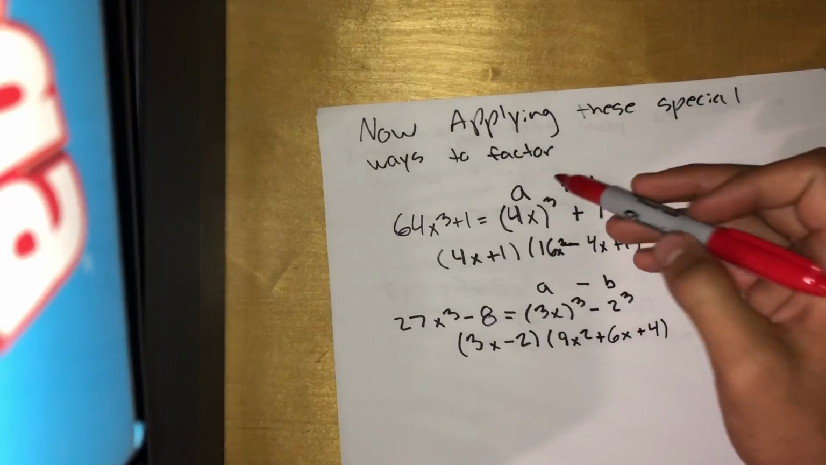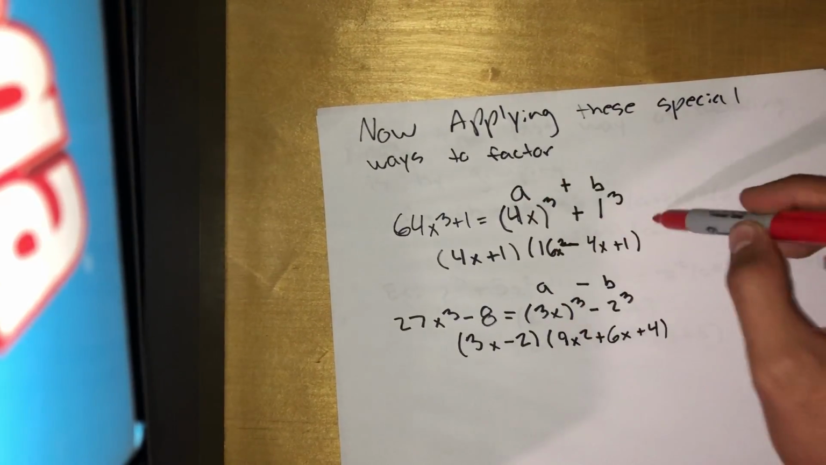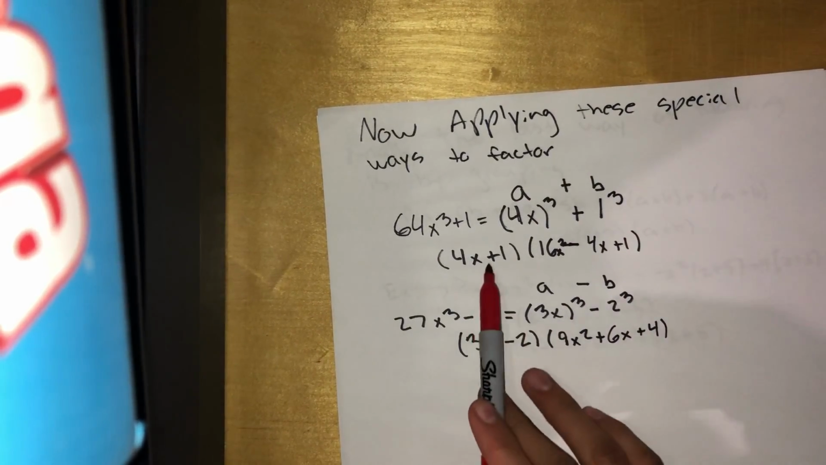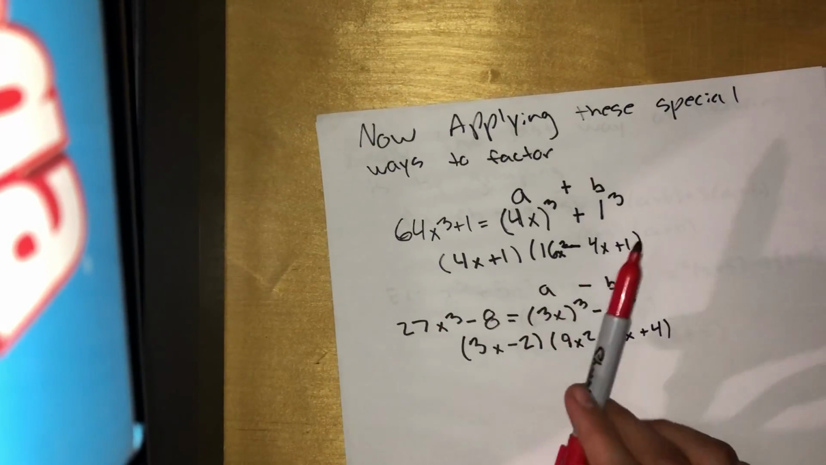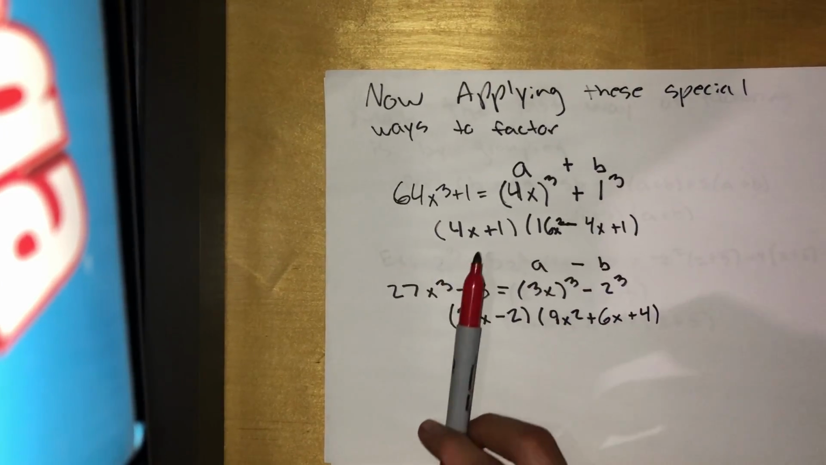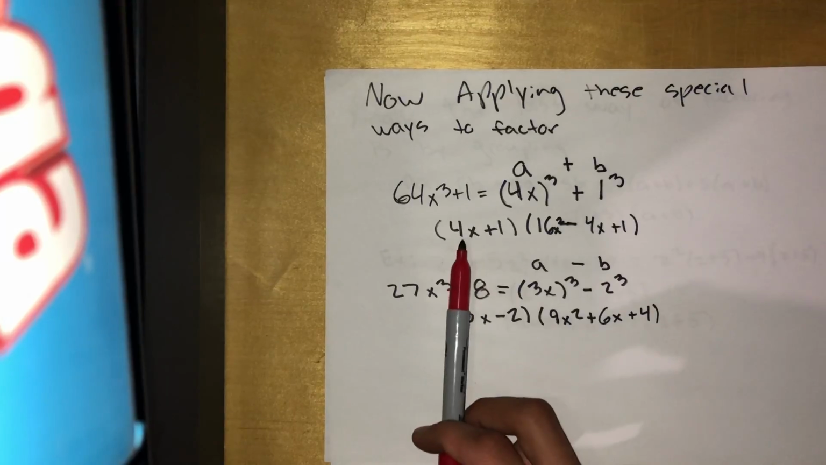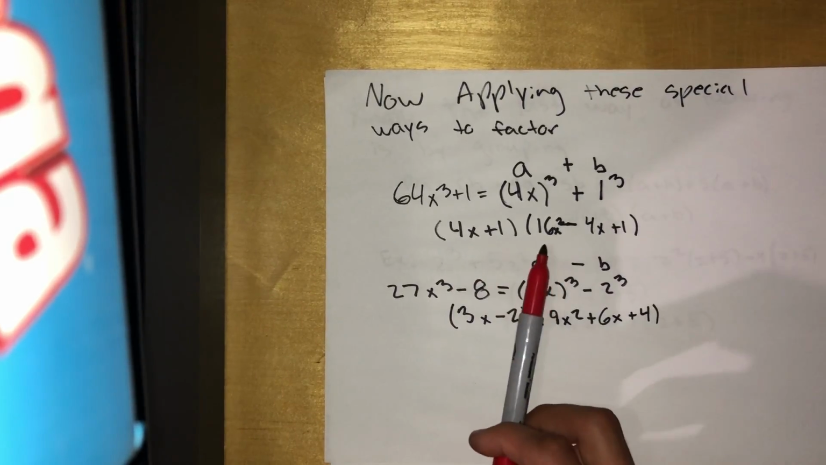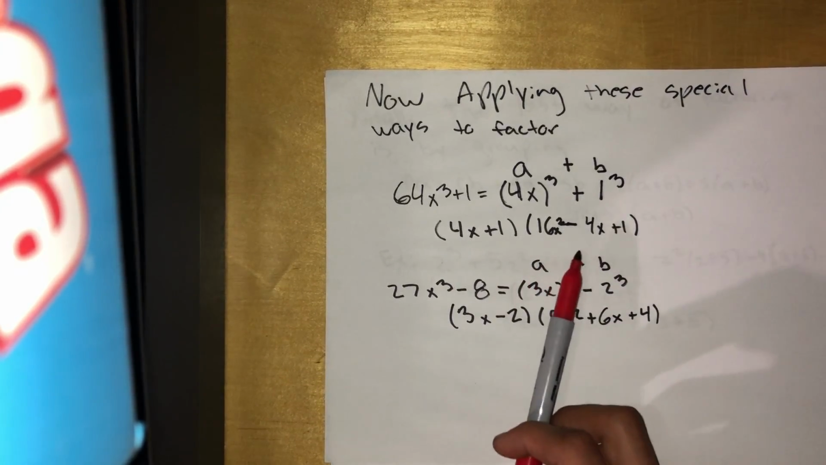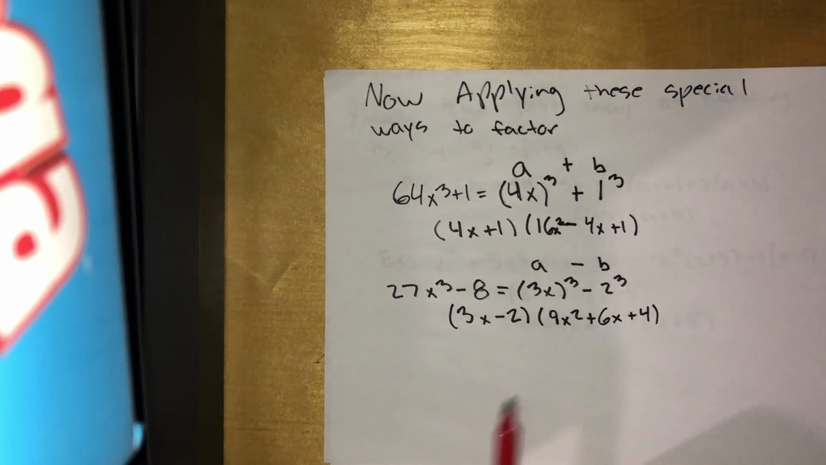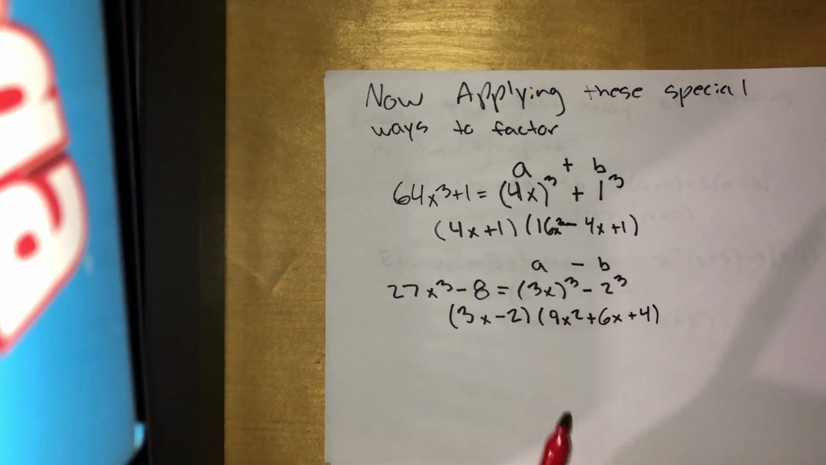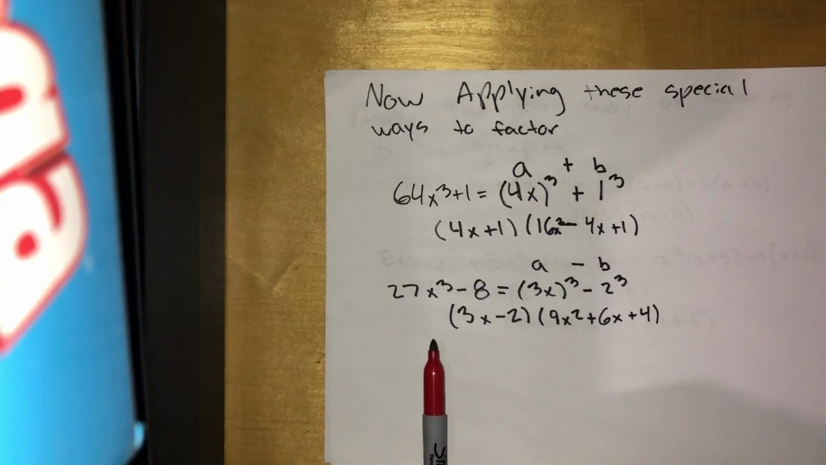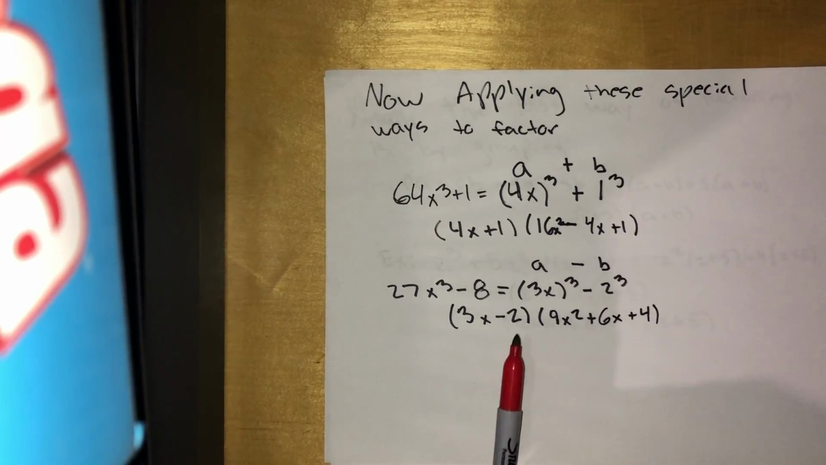So now you have to look for your a and your b, which we found. Now you can put them into the formula, which I showed you earlier. Using SOAP and the formula, you would get (4x plus 1)(16x squared minus 4x plus 1). And now for an example of the difference of two cubes: 27x cubed minus 8.